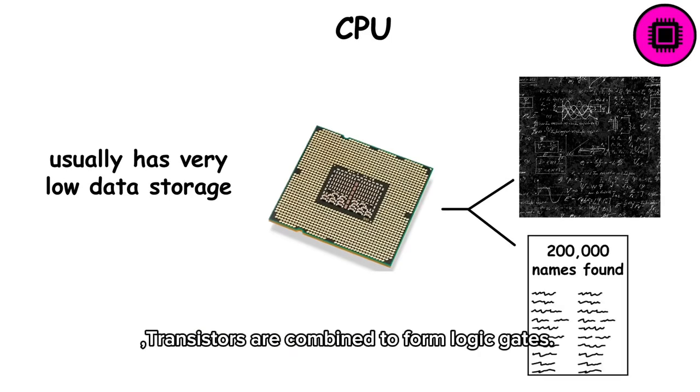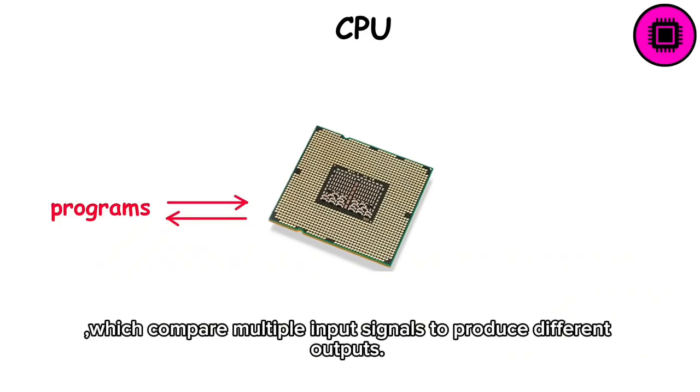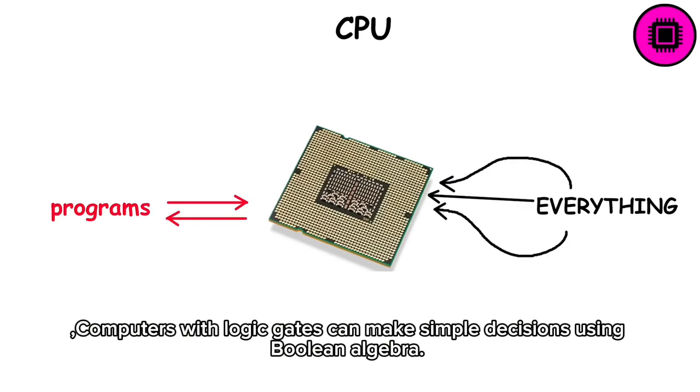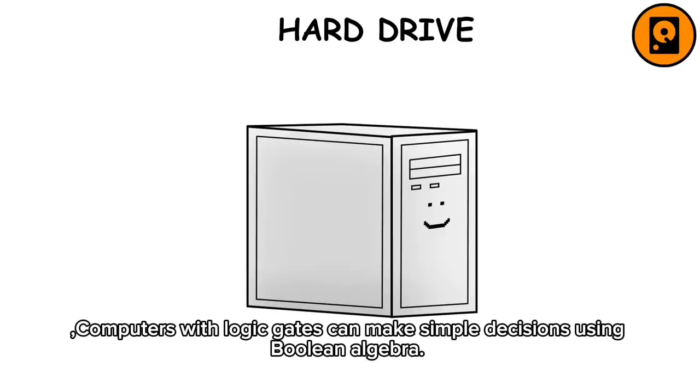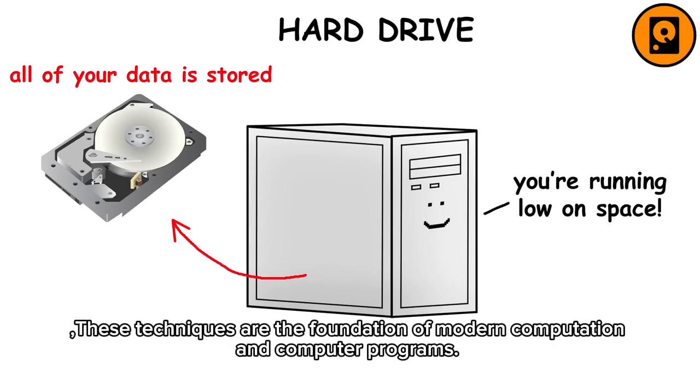Transistors are combined to form logic gates, which compare multiple input signals to produce different outputs. Computers with logic gates can make simple decisions using Boolean algebra. These techniques are the foundation of modern computation and computer programs.